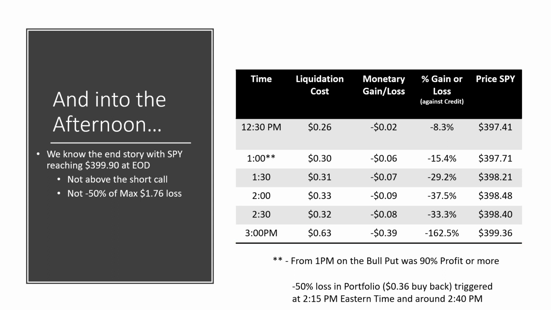The 50% loss, the buyback, where it would have cost us 36 cents to close the position for a loss of 12 cents total, taking into account the 24-cent net credit, was triggered on Power Options at 2:15 p.m. Eastern Time, and also at around 2:40 p.m. Eastern Time as well.